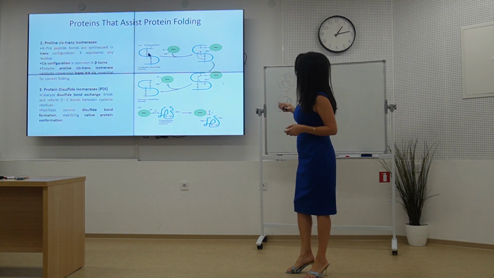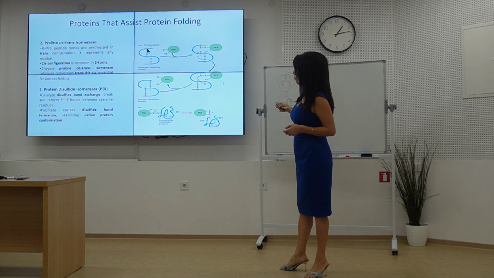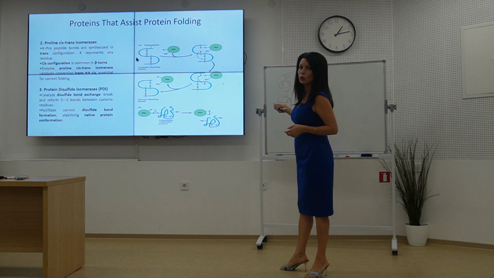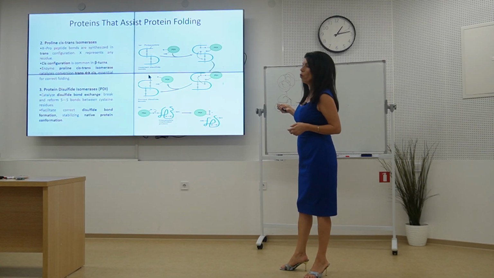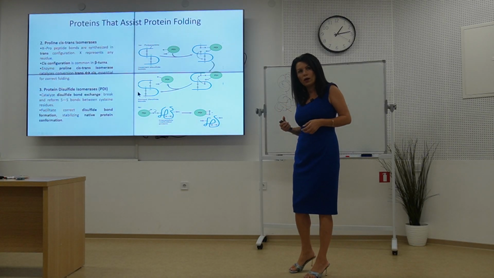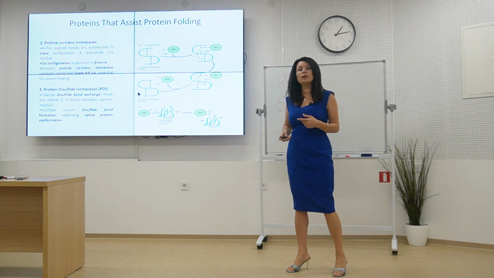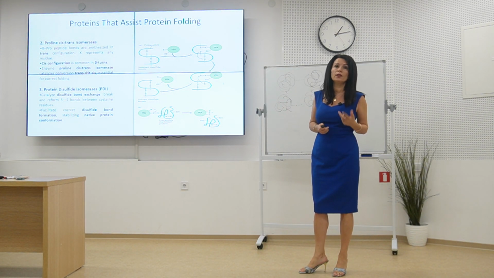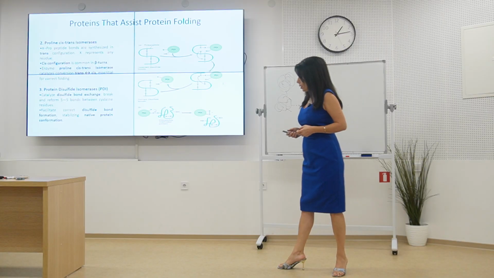For example, look here. Here we have one disulfide bond between, for example, amino acid number 1 and 2, and the second one between 3 and 4. But in the end, there is a change of the disulfide places, between 1 and 3 and 2 and 4. This is the change in the positions of the disulfide bonds.